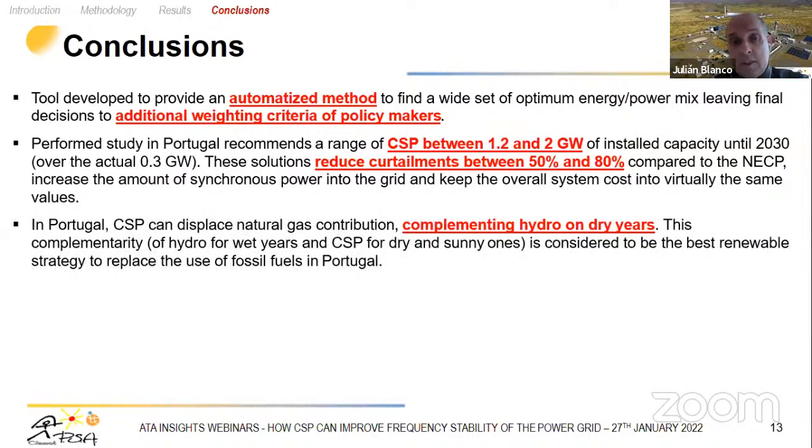In Portugal, CSP can displace natural gas contribution and also complement hydro in dry years. This complementarity of hydro and CSP is, I think, one of the best strategies in the specific case of Portugal, with its very high potential of hydro.